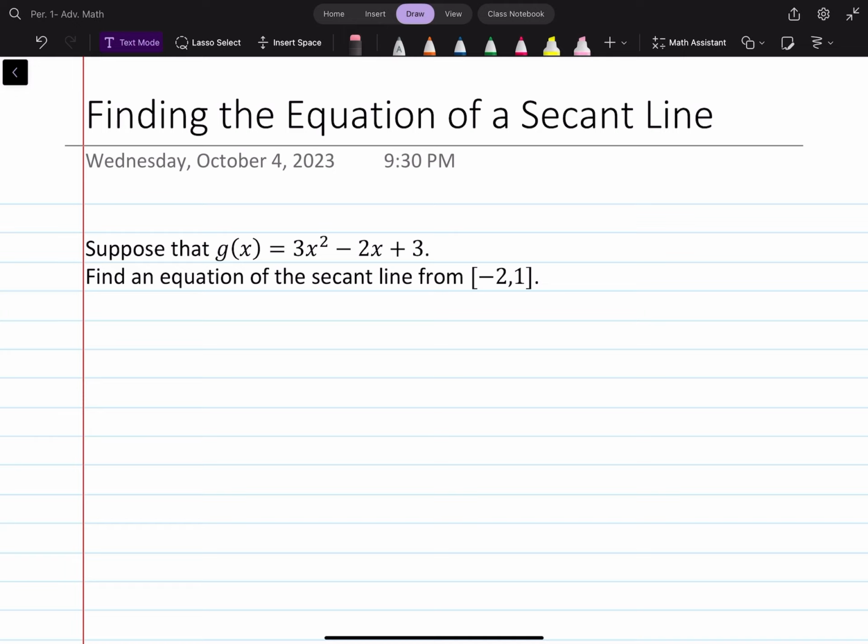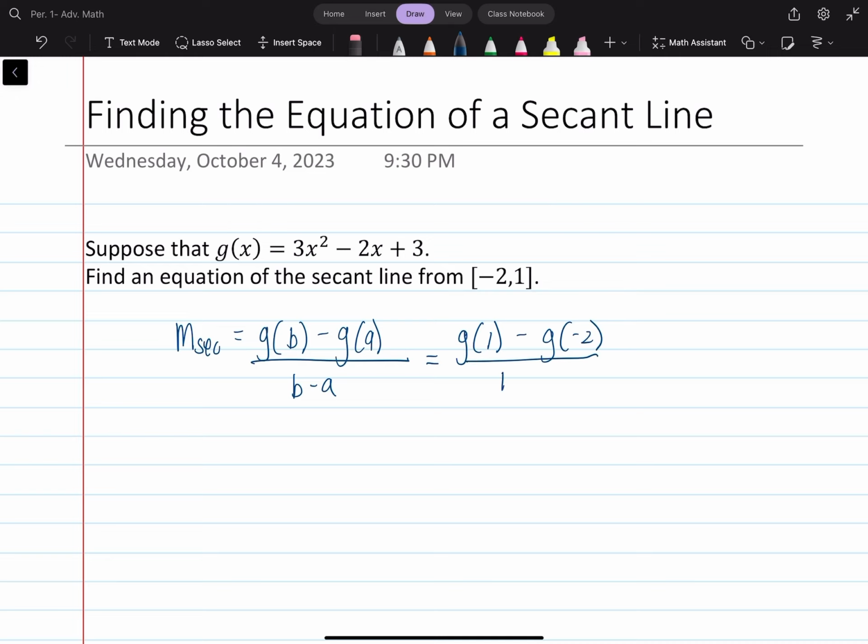All right, so your first step to finding the equation of that secant line is to find the slope of the line, which is using that average rate of change formula. So we can go ahead and say the slope of the secant line is going to be equal to f. Well, in this case, we're not working with the function f, we're working with g, but that's interchangeable. g of b minus g of a, all divided by b minus a. And then in this case, using the values from our interval, this would be g of 1 minus g of -2, all divided by 1 minus -2.